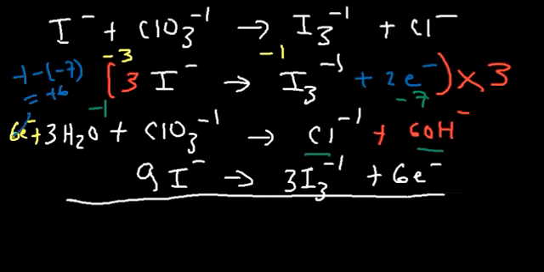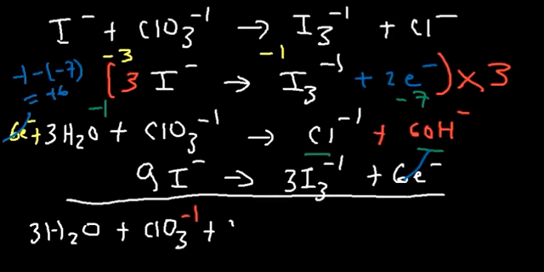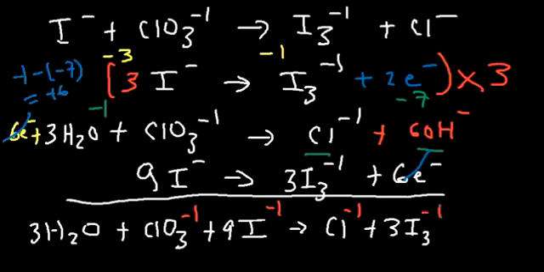So now let's add the 2 equations. Those will cancel. So we have 3 H2O plus 1 chlorate ion and 9 iodide ions. One chloride, three triiodide ions, and that is it. No wait, 6 hydroxide. Almost forgot that one.